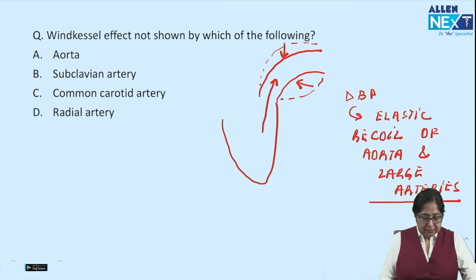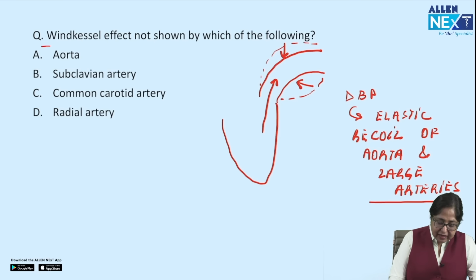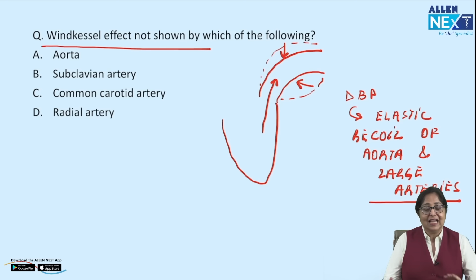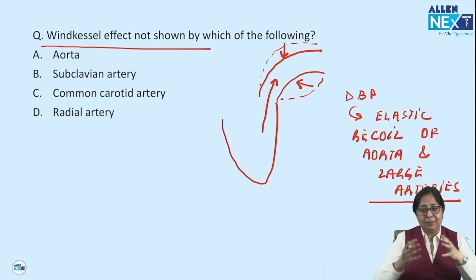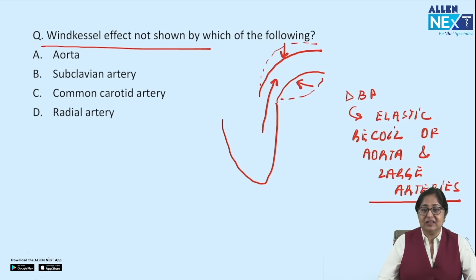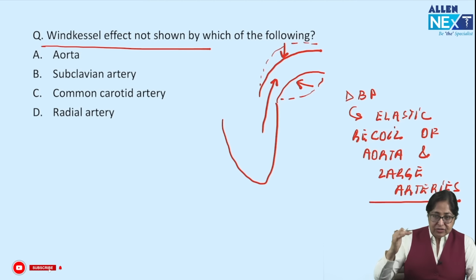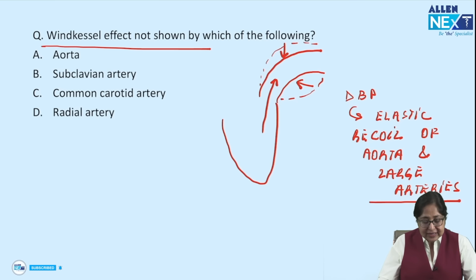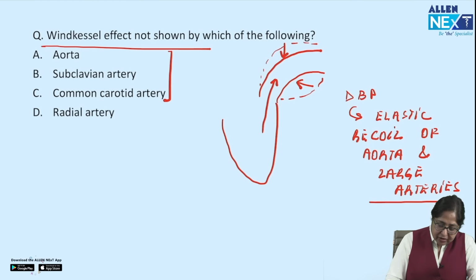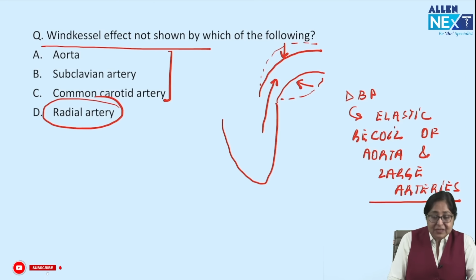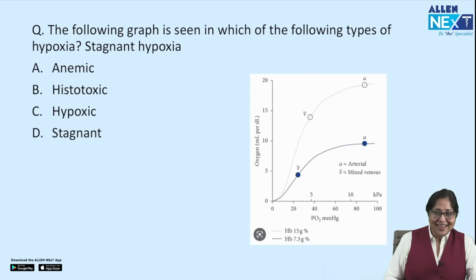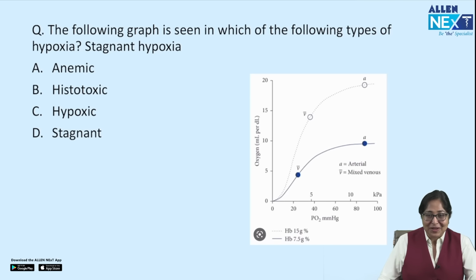Now, out of these, Wind-Kessel effect is not shown by which of the following? The central arteries will have a larger content of elastic tissue. But as you go away from the heart, the elastic tissue is replaced by muscle tissue. So the elastic tissue content reduces, muscle content increases. So aorta, subclavian, common carotid artery will definitely show the Wind-Kessel effect. So here my best answer becomes radial artery. Okay, yes. So some of you seem to have got it correct.